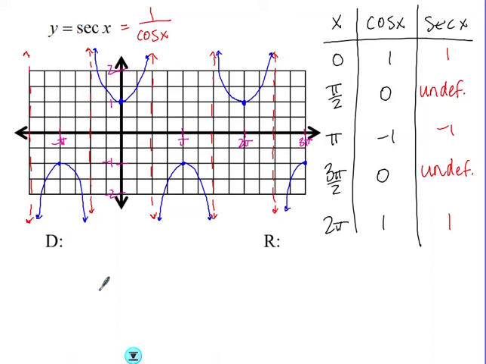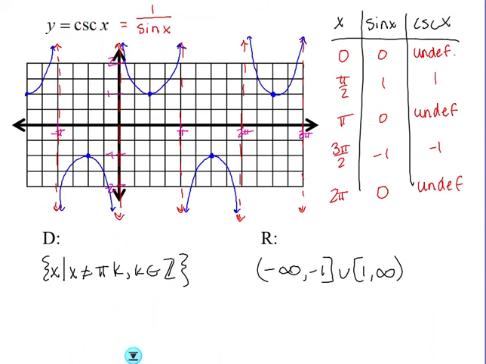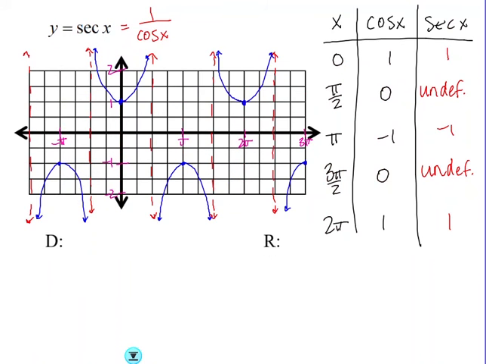I'm going to go back to the secant graph for a minute and highlight the first period of this graph. So our first period for cosecant is this part of the graph, but the first period for secant is this. So the graph is divided up into a couple different pieces.